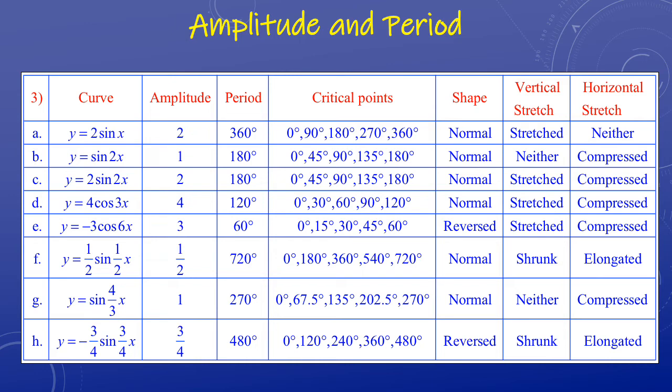This curve is reversed because of the negative sign. Because the amplitude is less than 1, this curve is vertically shrunk, and because the period is greater than 360 degrees, this curve is horizontally elongated.